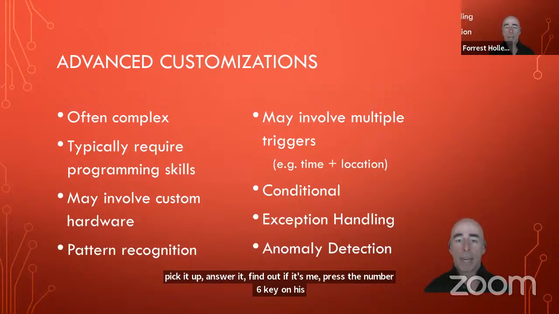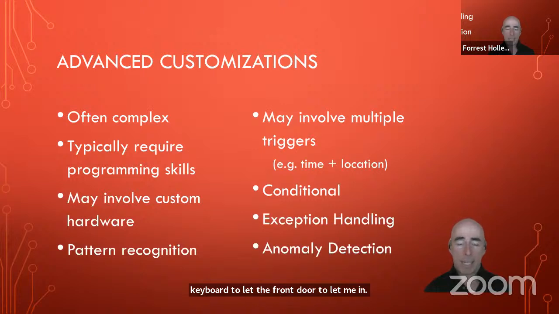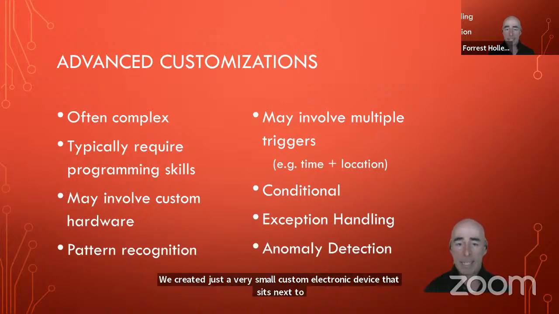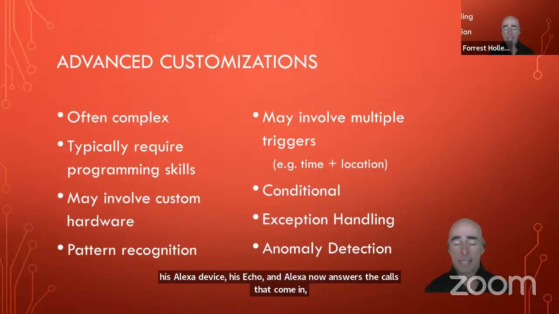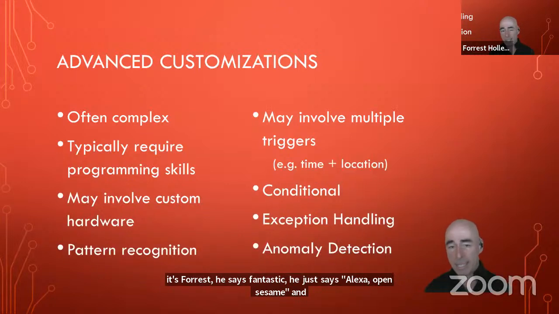So what we did is we created just a very small custom electronic device that sits next to his Alexa device, his Echo. And Alexa now answers the calls as they come in. I say, it's Forrest. He says, fantastic. And he just says, Alexa, open sesame. And a DTMF number 6, it's the dial tone number 6, gets sent down the line and the door opens. He doesn't have to touch anything.